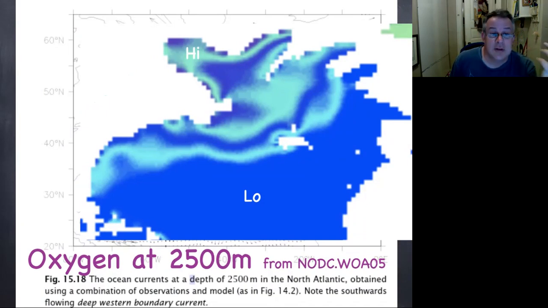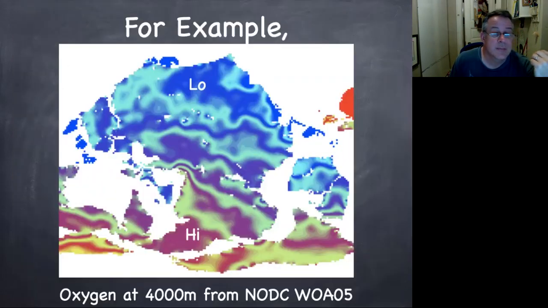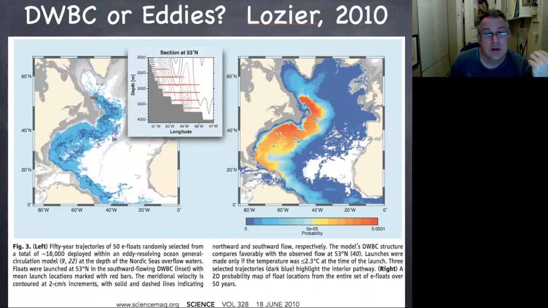Eddies are really important to the abyssal circulation in a way that we now appreciate much more than we used to. And so if you look for oxygen, you look for anthropogenic warming of those water masses, you look for bottom velocity predictions, you have to actually think about the eddying contribution quite a bit. This is a really nice paper to look at from Science 2010.